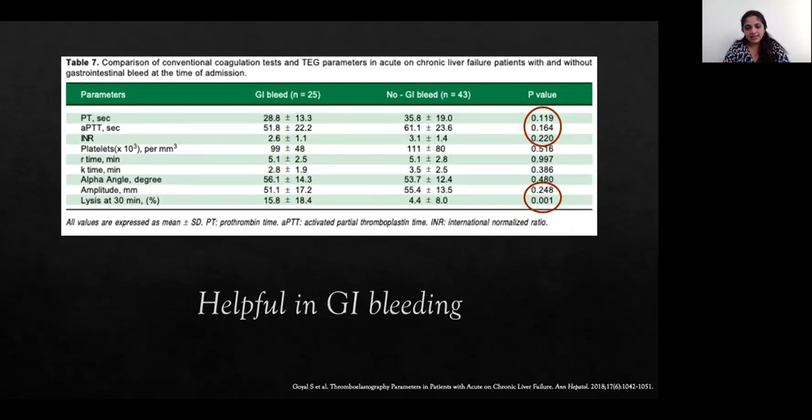And most importantly, the thing that we're worried about the most, the GI bleeding. Yes, the PT and INR were maybe a little helpful, but you can see the maximal amplitude and lysis at 30 minutes were pretty significant. If you're fibrinolysing or breaking your clot really fast, your risk of bleeding is higher. And that's why you can see the very last line, the percent of lysis at 30 minutes was a very, very strong predictor of GI bleeding in chronic liver failure.